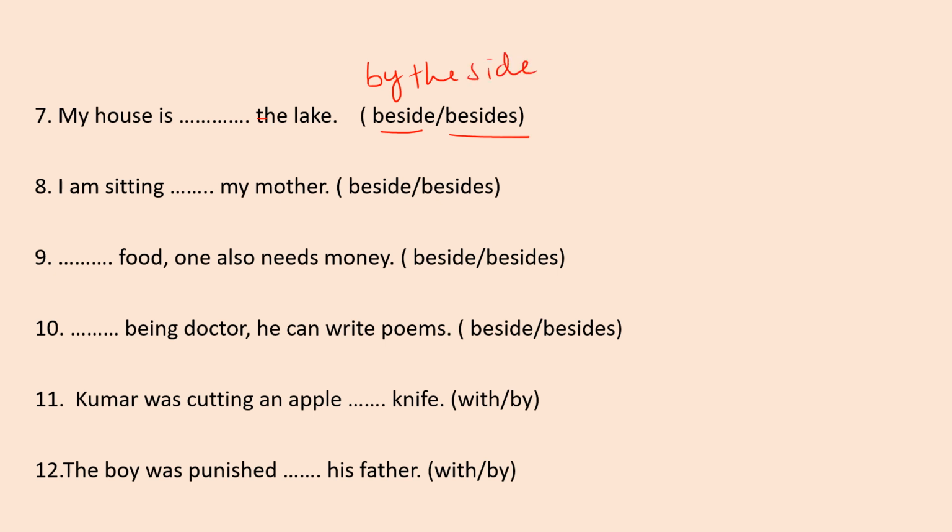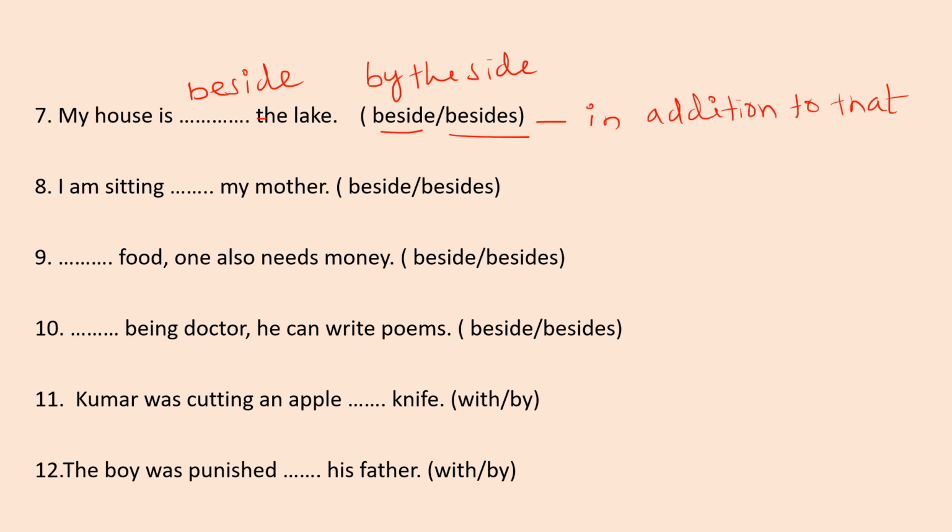Okay. Now, what does besides mean? Besides means here in addition to that. See the differences here. So now what will happen here? My house is dash the lake, by the side or near the lake here. So that time the answer is what here? Beside. Okay.